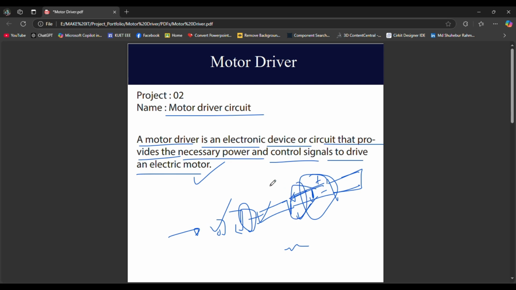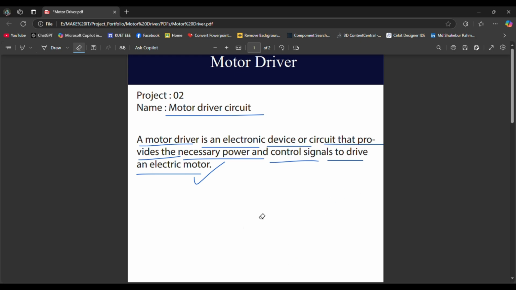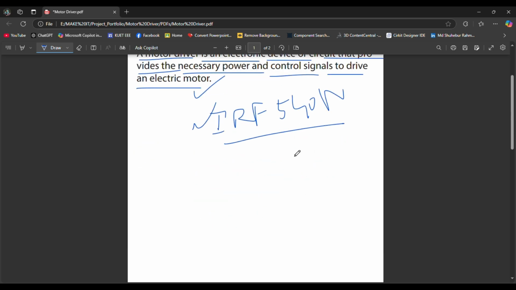So what you can do is use a converter circuit, right? There could be many, but in this video I am making a motor driver circuit using an H-bridge circuit. That means I am using the power MOSFET IRF540, four of them, to make an H-bridge circuit. Like this is a switch, this is a switch, this is another switch, and this is another switch. I mean these are the MOSFETs, and I am calling them switches.